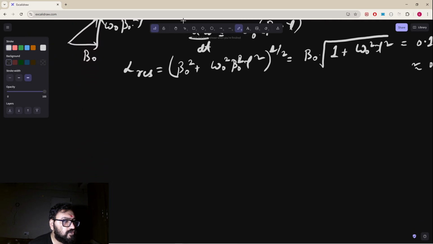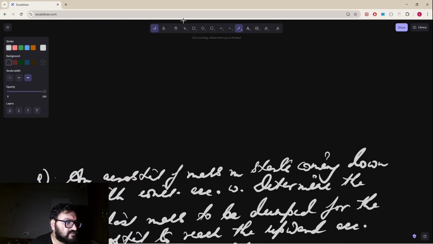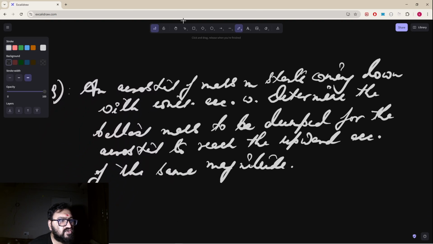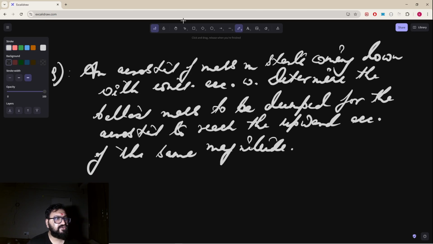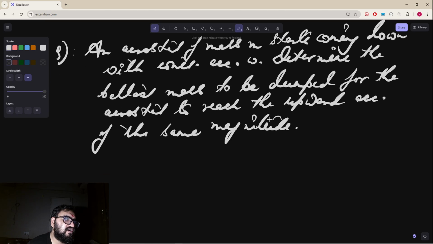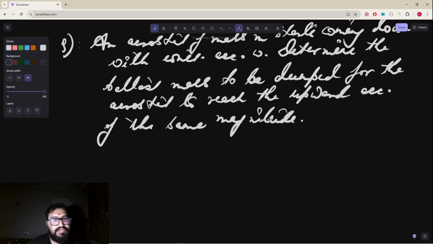Now let us move on to the second problem. I have written that as well. In this problem I have an aerostat of mass m, and it starts coming down with constant acceleration of omega. I need to determine the mass that needs to be dumped for the aerostat to reach an upward acceleration of the same magnitude. Okay, so before we start with the problem, we just need to define what an aerostat is.